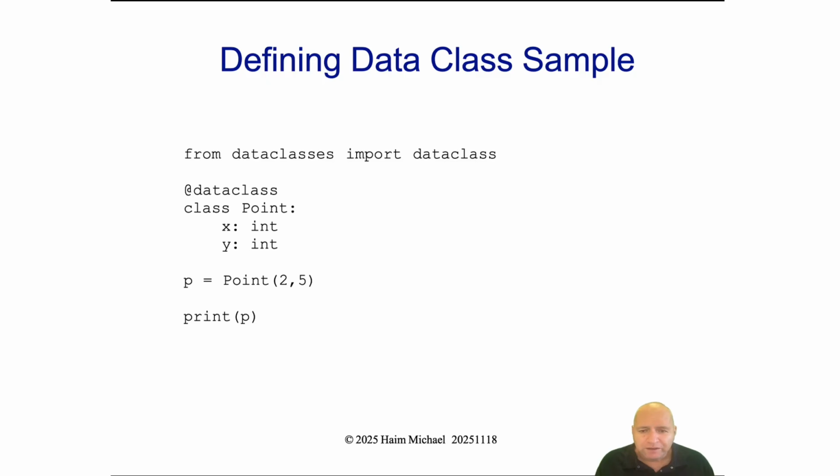Let's see a few samples of using decorators in Python. In this code sample, for instance, we have a definition of the class Point, and using the dataclass decorator, the class Point turns into a data class. In order to turn a class into a data class, we just need to decorate that class with the dataclass decorator.